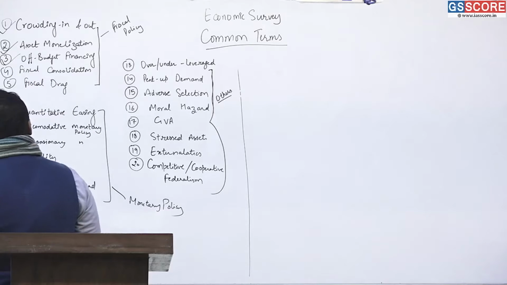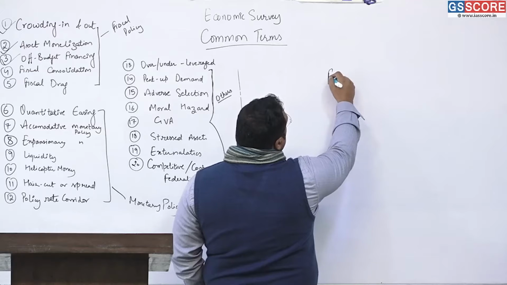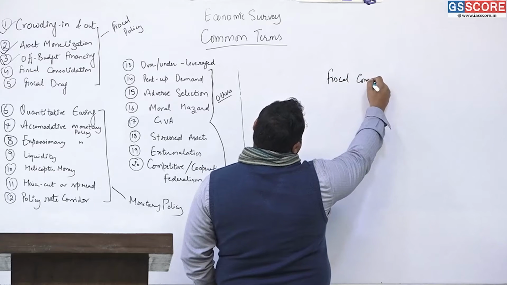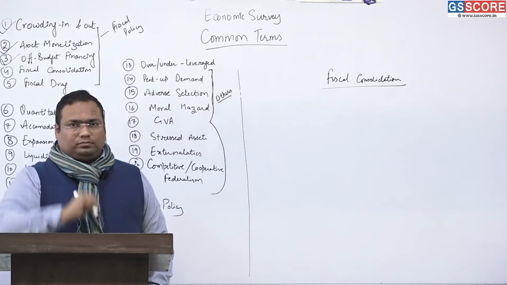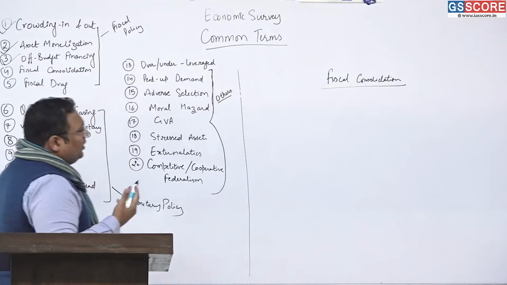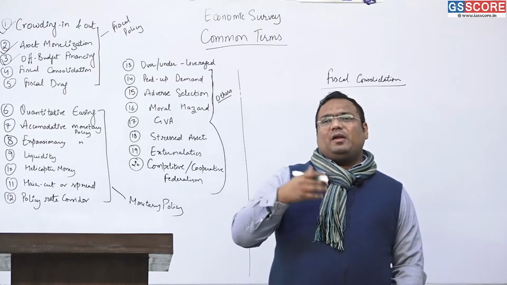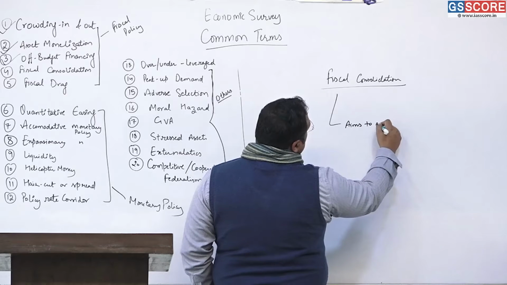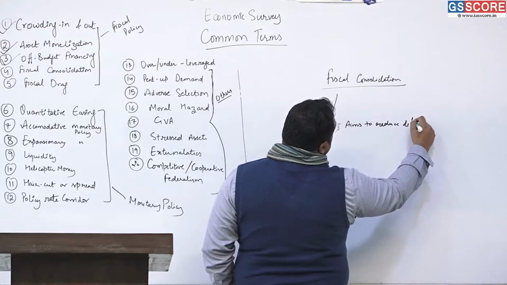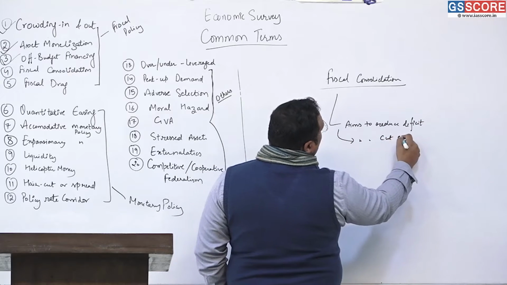The next term is fiscal consolidation. This is also a term which is used very frequently. So what is fiscal consolidation? Fiscal consolidation is a type of fiscal policy or a type of budgeting which aims at cutting the deficit. It aims to reduce the deficit. Okay? It aims to cut expenses.